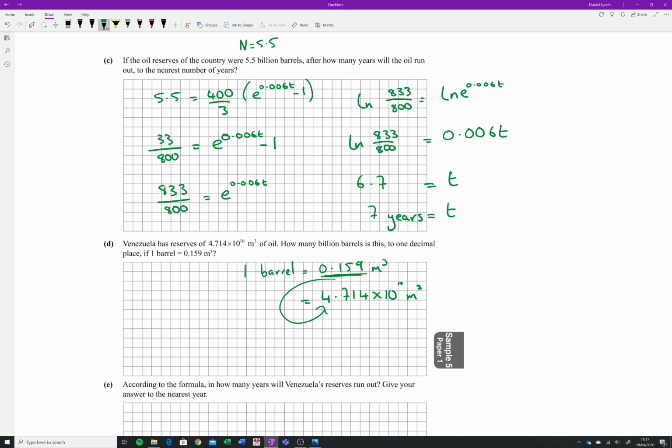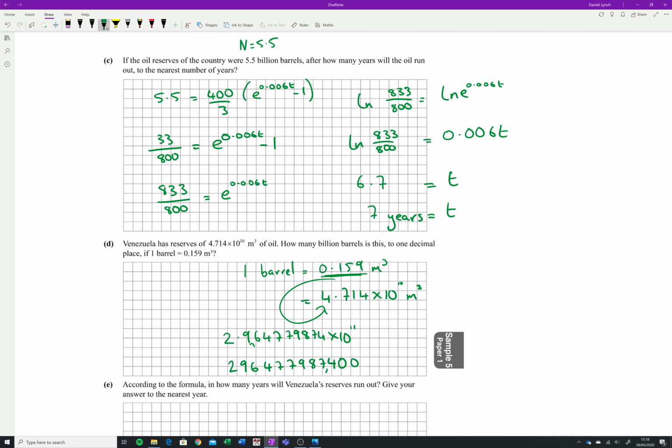So we have to type this monstrosity in. 4.714 times 10 to the power of 10. We can divide it by 0.159. And it's equal to 2.96 and so on, times 10 to the 11. So when you multiply by 10 to the 11, you've got to move the decimal place 11 places. So we move it 1, 2, 3, 4, 5, 6, 7, 8, 9, 10, and 11. Okay, so it's this precise number.